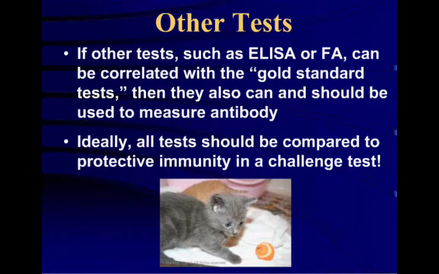In other tests, though, and most of the on-site tests use ELISA technology or they use the fluorescent antibody, they can be correlated with gold standard tests. And when they are, they can be used to measure antibody and protective immunity. Ideally, and most of them have now been compared also to protective immunity in challenge tests. So the tests that are out there really are quite reliable at this point.